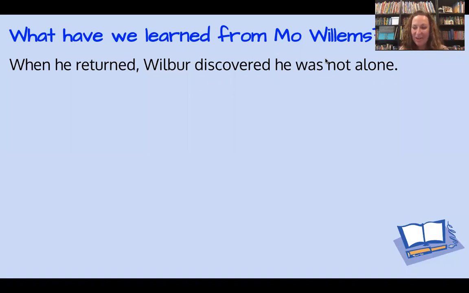We are concluding our lesson on complex sentences today with our editing conversation. We're going to go back to that sentence from The Naked Mole Rat Gets Dressed by Mo Willems and review what we have learned from our author this week. So the sentence is, when he returned, Wilbur discovered he was not alone. So what have we learned from Mo Willems in this sentence? What are some things that you have learned, and what have we talked about this week?